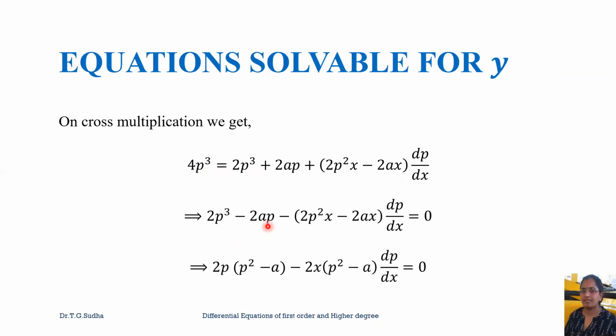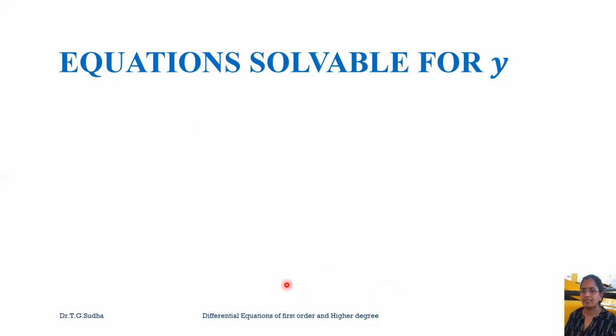Now, between the first two terms, one can remove 2p common. So we get 2p into p square minus a. And between these two terms, we can remove 2x common. So we get 2x into p square minus a into dp by dx equal to 0. Now, between these two terms, one can remove p square minus a as common. And we get p square minus a into 2p minus 2x into dp by dx equal to 0.